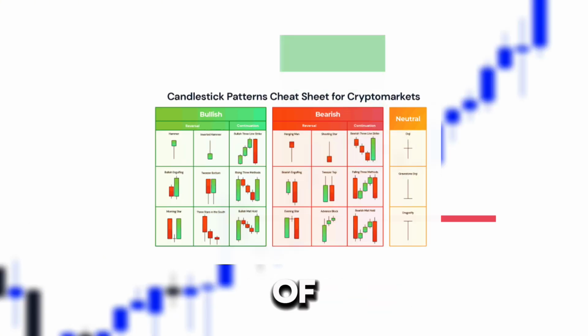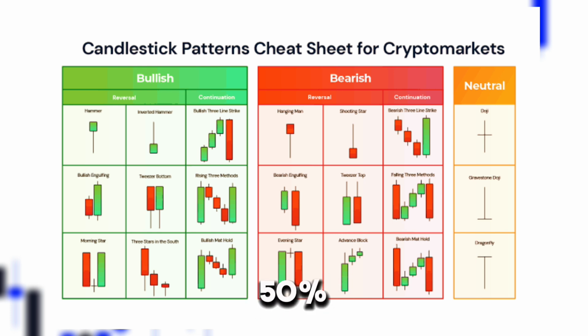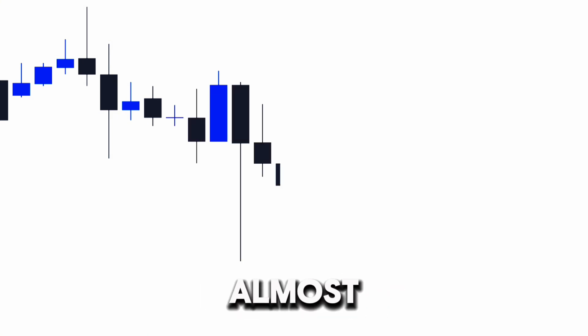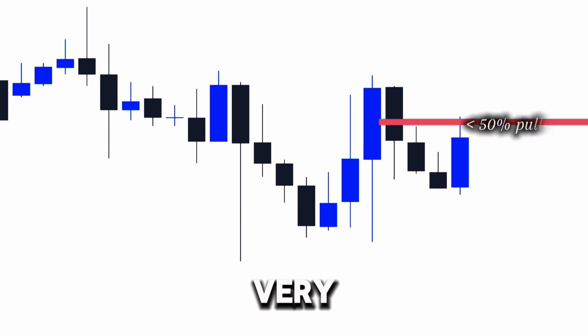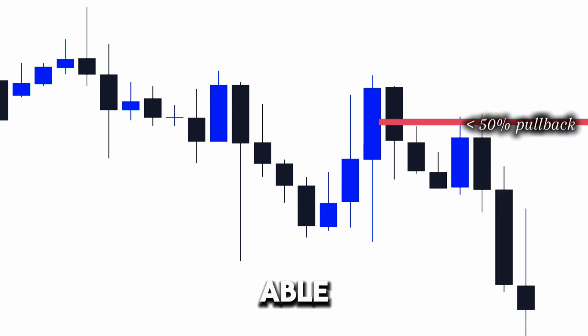Funny enough, the type of formation the candlestick has when the 50% pullback happens doesn't matter. Like for this schematic, you can see that it happened on an almost full candle, and also on a candle whose body is very, very tiny that it's barely seeable.